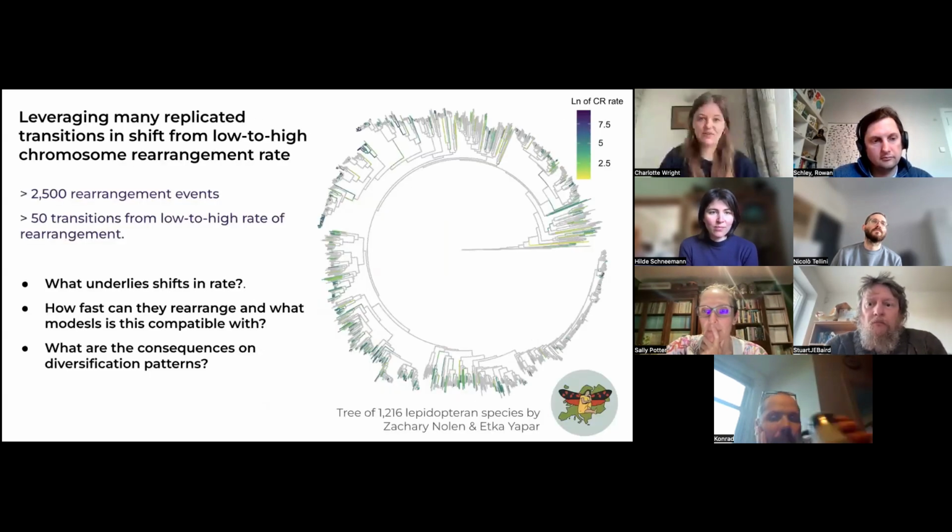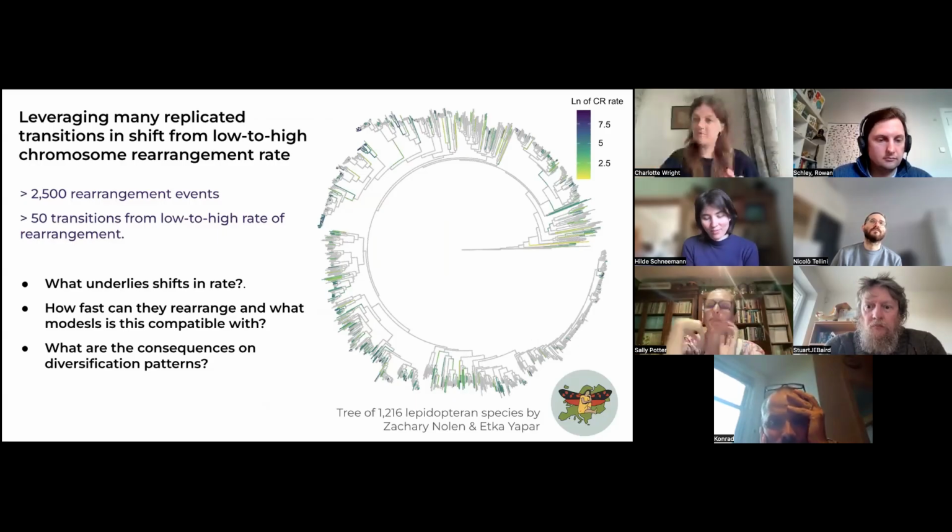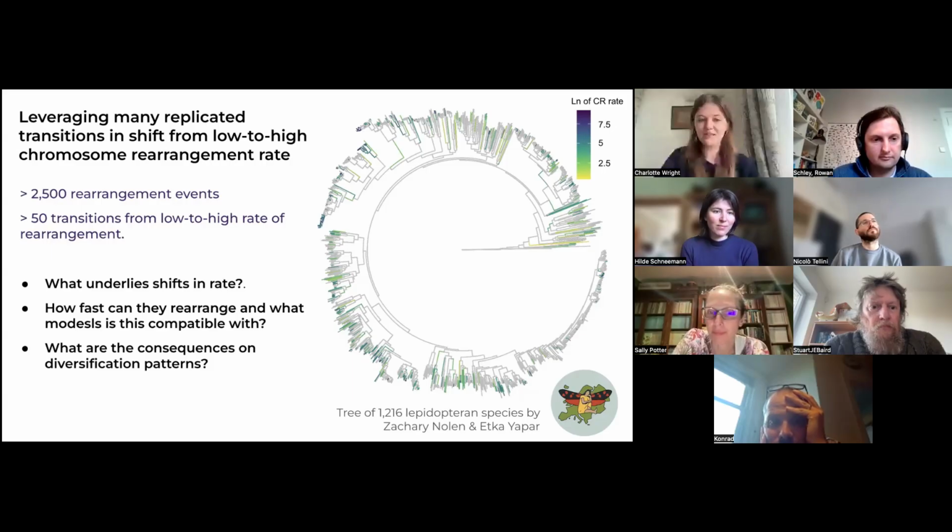And so to this end, we're using the first 1,000 genomes to look at many replicated shifts from a low rate of rearrangement to a high rate. So instead of looking at single anecdotes, we can start to see what are the consistent consequences. Is it consistently things involving telomeres that are happening or changes in meiosis, for example? And do we see a consistent impact on diversification, which is very exciting.